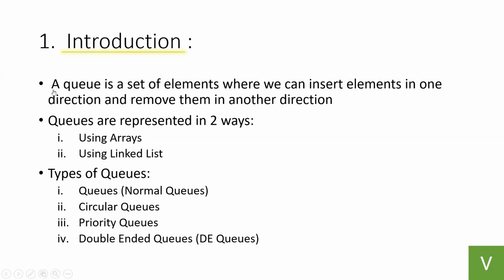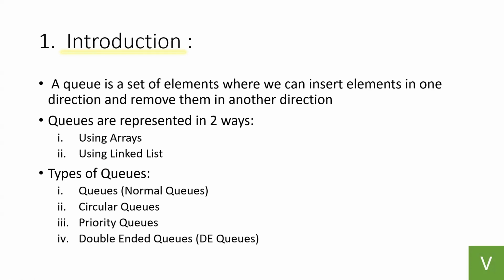Now let us see what is meant by a queue. A queue is a set of elements where we can insert elements in one direction and remove them in another direction. Here insertion is nothing but enqueuing the elements into the queue, and similarly removing or deleting is nothing but dequeuing the elements from the queue. Queues can be represented in two ways. One is using arrays and the second one is using linked lists. If we are implementing using arrays, the queue will be of fixed size. If we are implementing using linked lists, the queue can be used until the memory is exhausted.